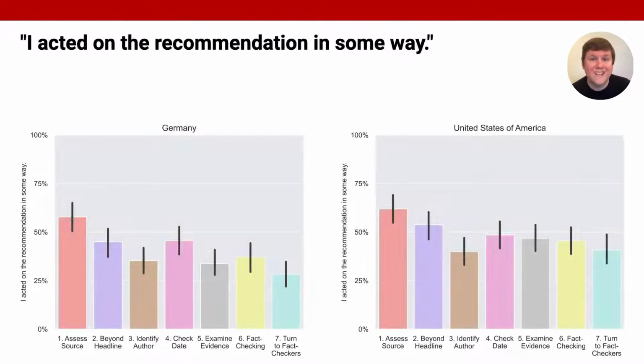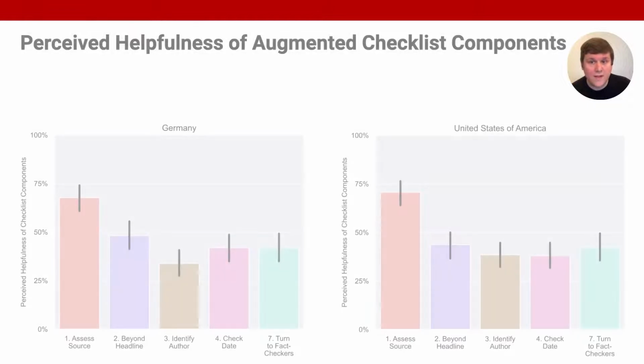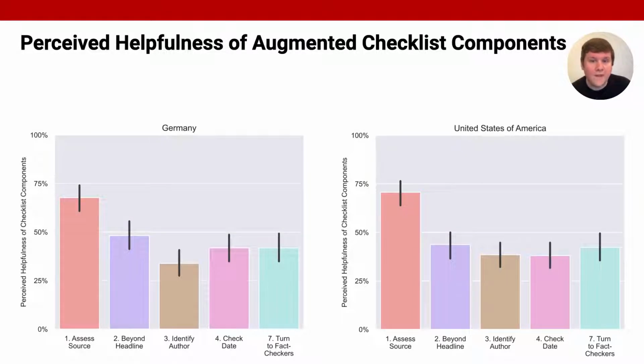We also examined which of the components users reported acting on. The Assessing the Source component is the one that most people acted on. In Germany, turning to fact-checkers is the least frequently acted on component. In the US, it again is second to last before identifying the author. Participants also rated how helpful they perceived acting on the 5 components that we augmented. In both experiments, acting on the assessing the source component is perceived as most useful.